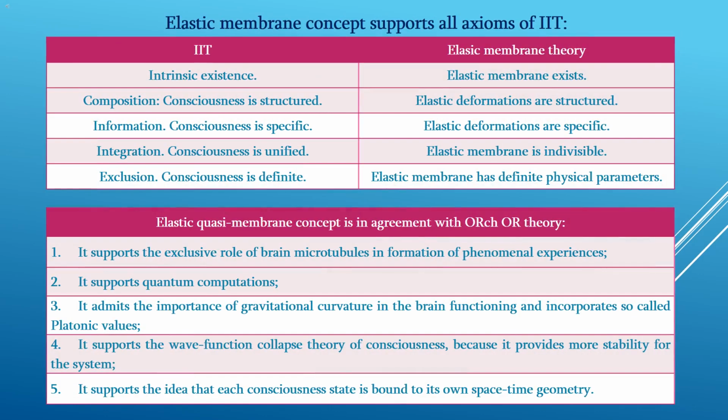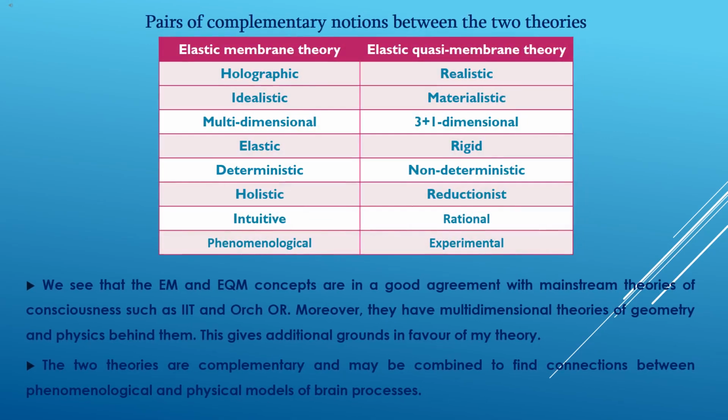This slide demonstrates that the first theory supports the main axioms of IIT, while the second one is in line with the main ideas of Orch OR. This slide shows pairs of complementary notions between the two theories. The two theories are complementary and may be combined to find connections between phenomenological and physical models of brain processes. Moreover, they have multidimensional theories of geometry and physics behind them. This gives additional grounds in favor of my theory.